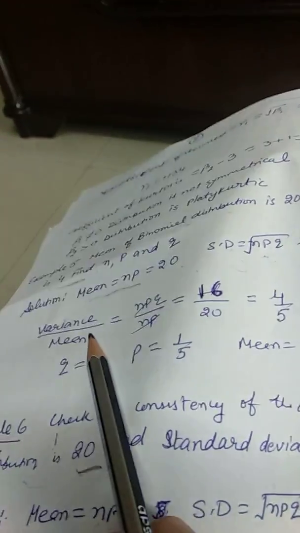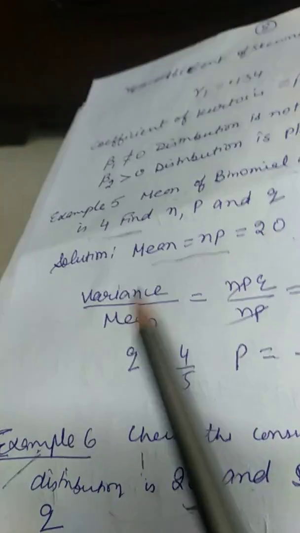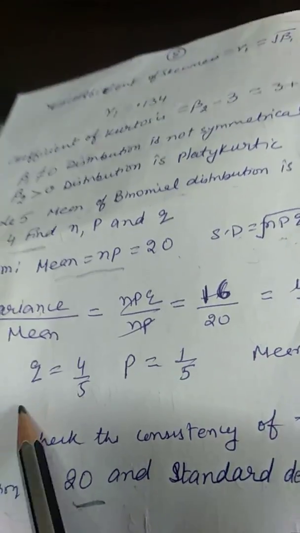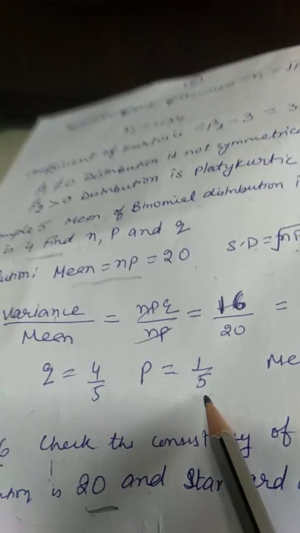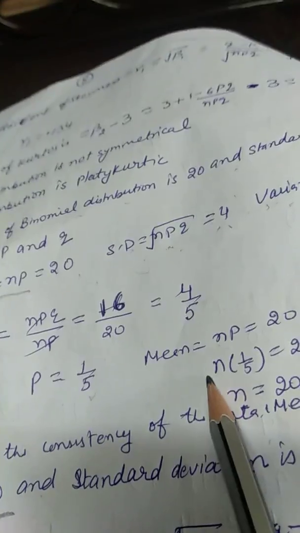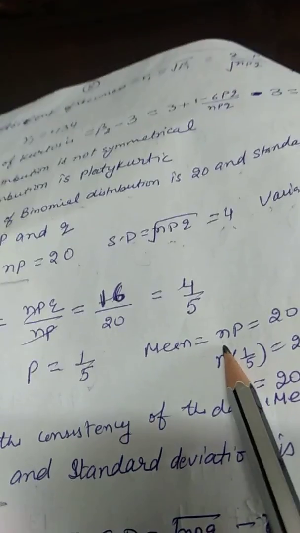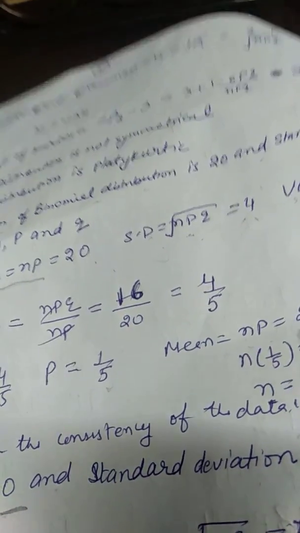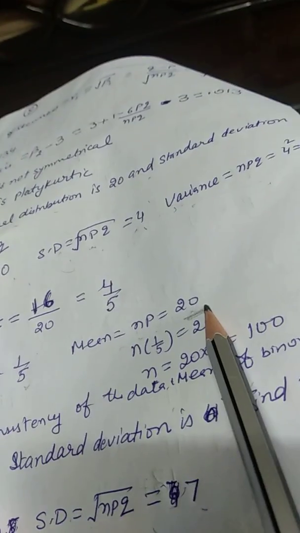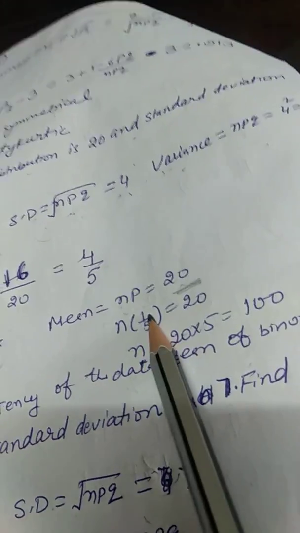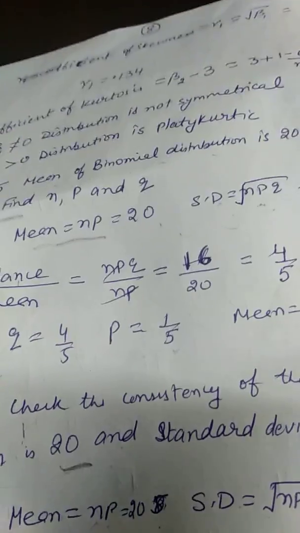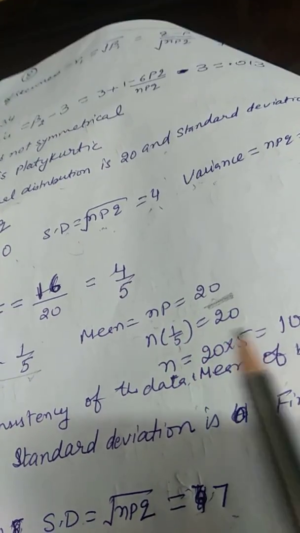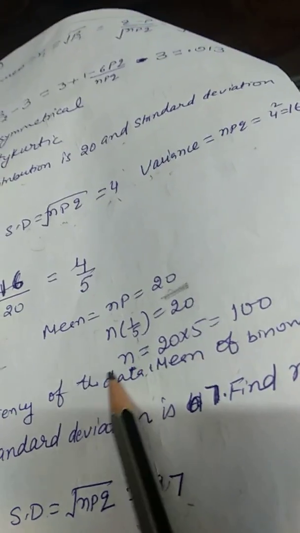So again divide the variance by the mean, you will get q. q is 4/5, p is 1/5, right? So your mean is equal to np. We already know how much the mean is given: 20. So we have found p. How much is p? 1/5. So when I put 1/5, I will get n.